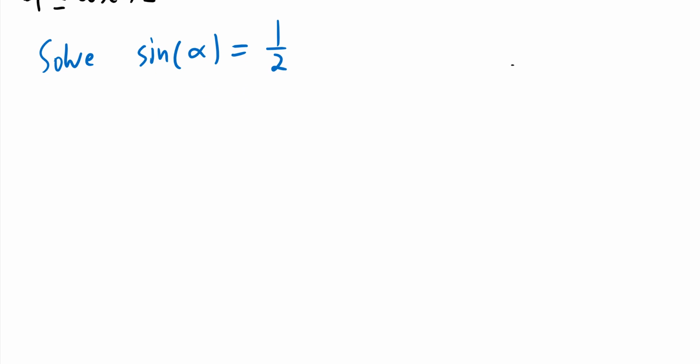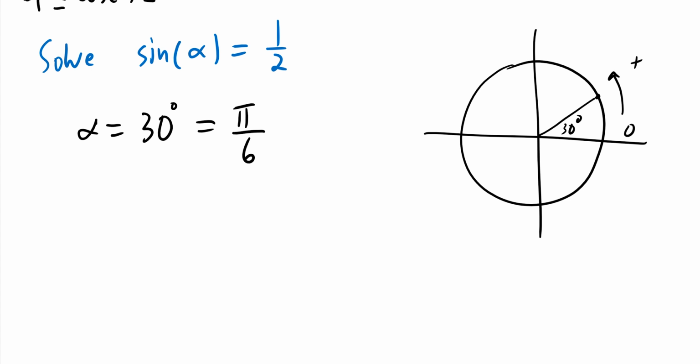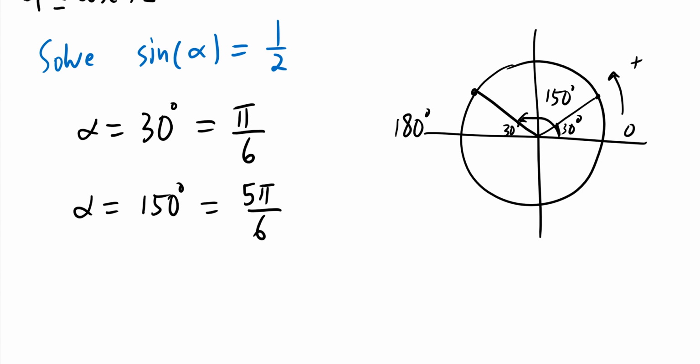The first angle that I come across on the unit circle while I'm traveling in the positive direction is 30 degrees. Its sine is 1/2. 30 degrees in radians, if you convert it by multiplying by pi over 180, you get pi over 6 radians. The next angle we come across is 150. It's basically 180 minus the 30 degrees. So this angle here and this are the same. So another value is 150, or if you convert it, 5 pi over 6 radians.